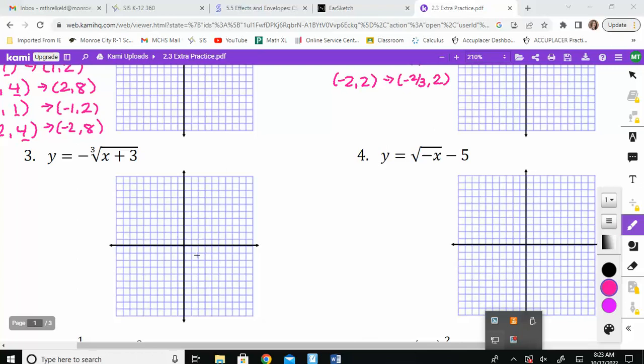We can make a t-chart if we need to. Cube root of 0 is 0. Cube root of 1 is 1. What's another nice number? Cube root of 8 is 2. And then you can do the negatives. So -1, -1, -8, -2.